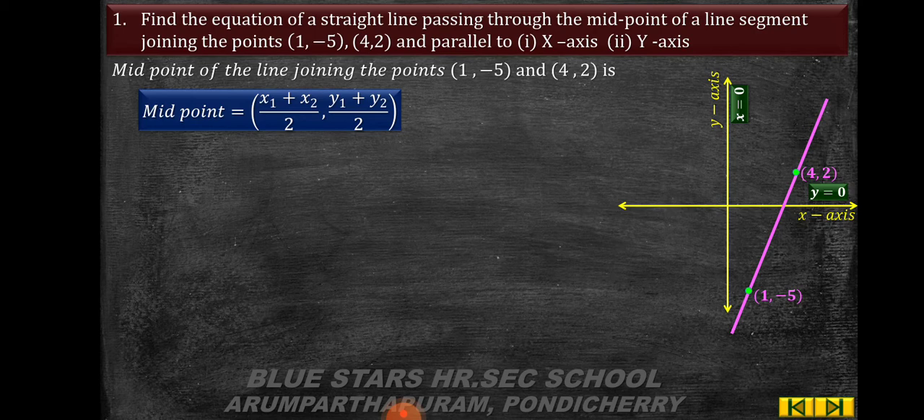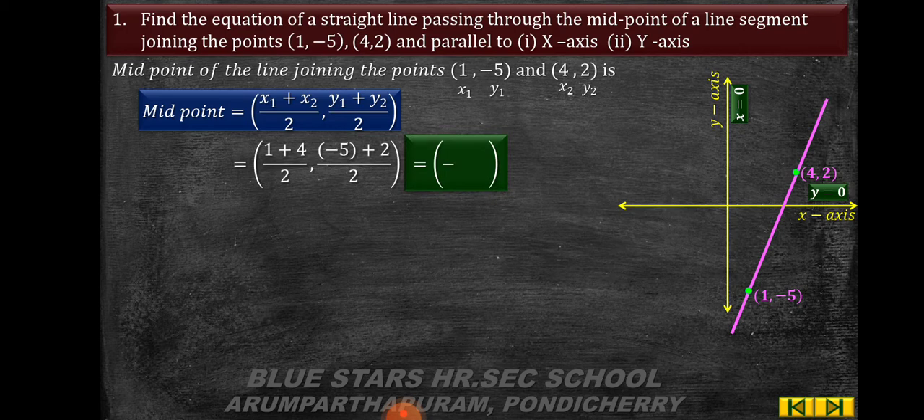Now you know the two points. So (1, minus 5) is your x1, y1 and (4, 2) is your x2, y2. Now substitute the values in the midpoint formula: x1 value is 1 and x2 value is 4 divided by 2, comma, y1 value is minus 5 plus y2 value is 2 divided by 2, which is equal to 1 plus 4 is 5 by 2, comma, minus 5 plus 2 is minus 3 by 2. So now you find the midpoint (5 by 2, minus 3 by 2). You just plot the points on the straight line.